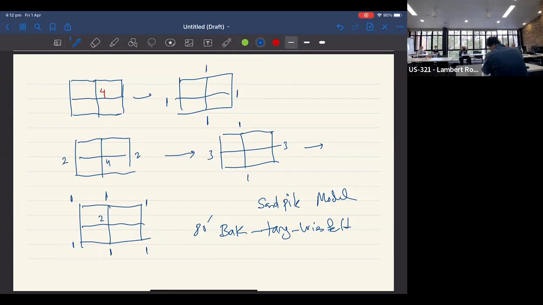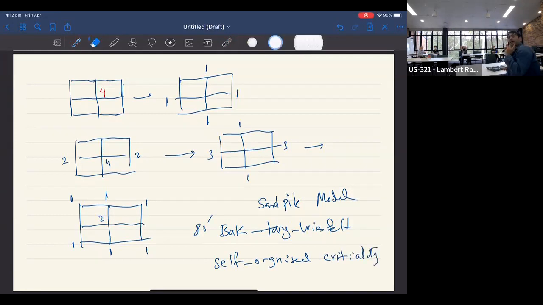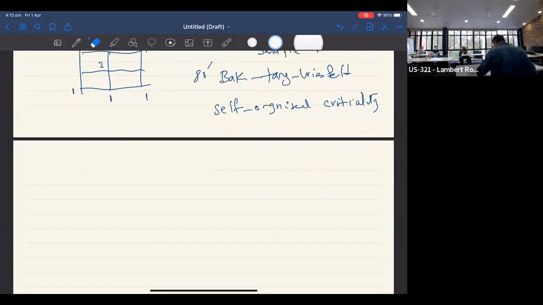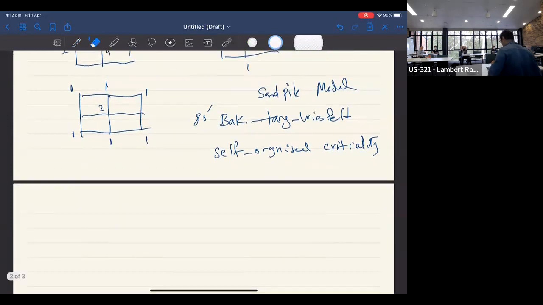First of all, they call this phenomenon self-organized criticality. So let me explain what all this means. Roozbeh, on the screen we can see that. Okay. How about this? Good. So this phenomenon, they call it self-organized criticality.